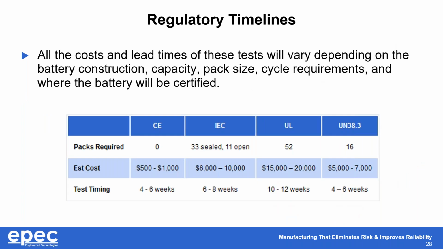For regulatory timelines, traditionally the one on the right is the one that everybody has to get, right? The 38.3, because all lithium has to pass 38.3. Otherwise, you have to ship all lithium packs ground, and you can't ship air. And that's just not something that's feasible in most applications. So it takes an additional 16 packs to manufacture. It costs anywhere from $5,000 to $7,000, and they'll use those 16 packs and they'll do test. It takes anywhere from 4 to 6 weeks, and then you've got other specific certifications there.